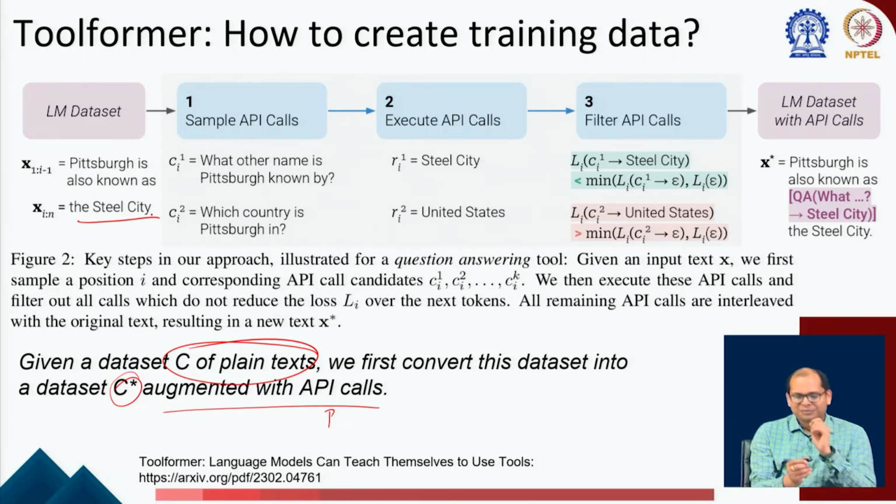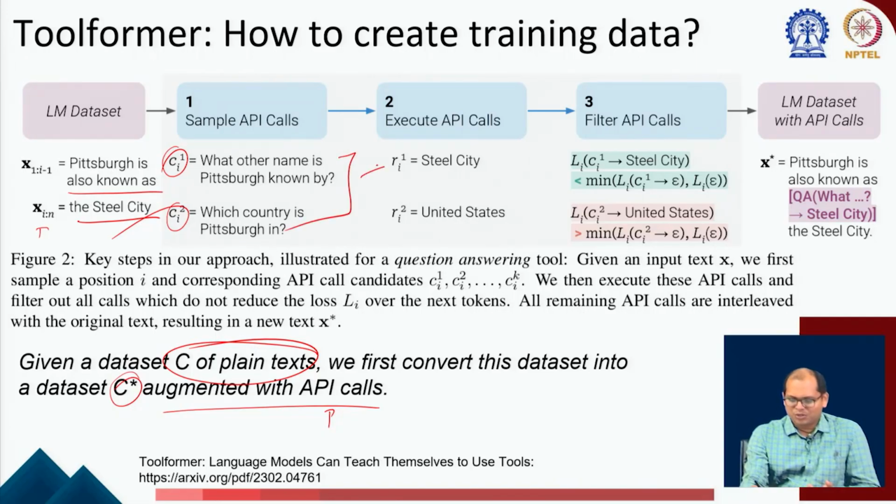Now we will go through each step in detail, but the idea is that at any point of time, let's say after i-1 tokens, you find out whether you can sample some API calls at this point. So let's say I sample two question answering calls here, for generating token i to n: what other name is Pittsburgh known by, and which country is Pittsburgh in? Let's say these are two possible questions that you can sample. Once you have the API calls, you execute them, and you get Steel City and United States.